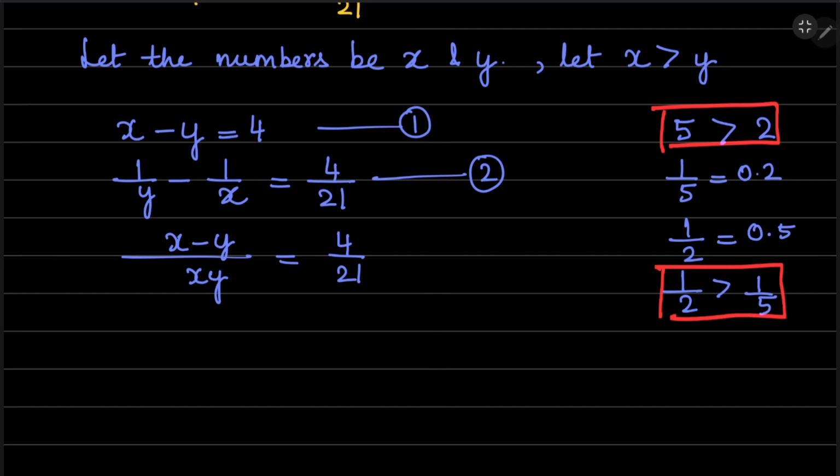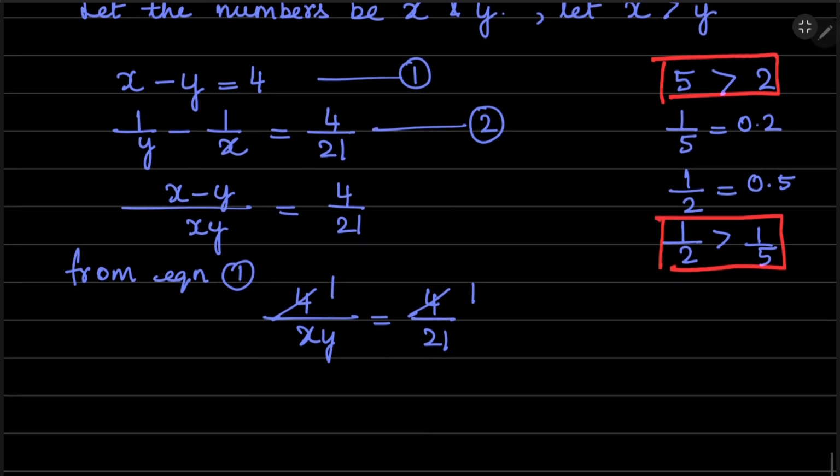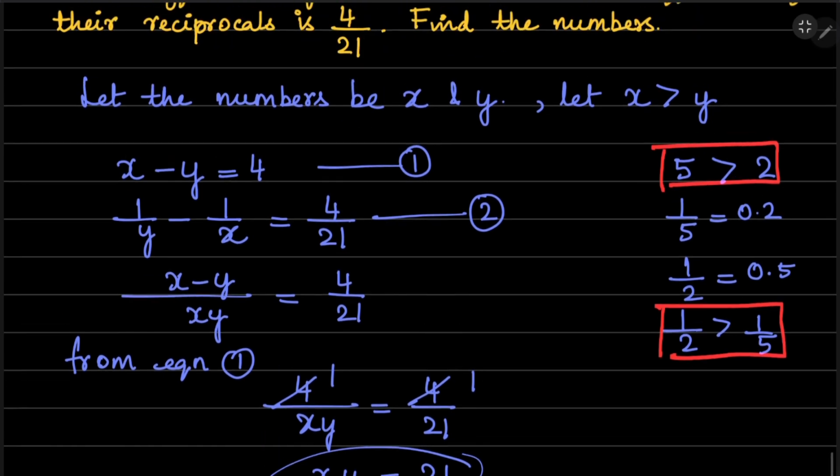So what is your x minus y? You can write from equation 1, we know x minus y is equal to 4. So in place of x minus y, I am going to write 4. So 4 divided by xy is equal to 4 divided by 21. 4 and 4 will get cancelled. So what do you get? Cross multiply, xy is equal to 21 is what you are getting. Clear?